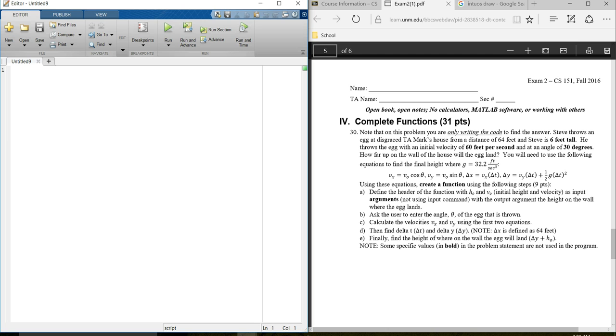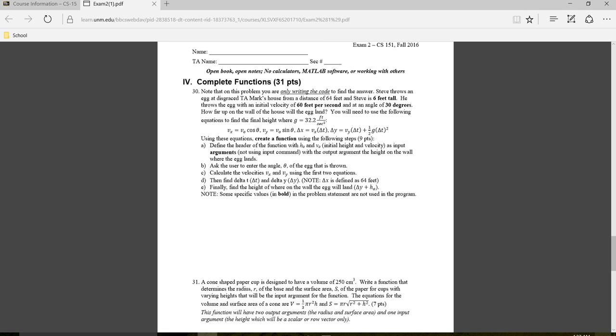Using these equations, create a function using the following steps. Note that on this problem you are only writing the code to find the answer. Steve throws an egg at disgraced TA Mark's house from a distance of 64 feet, and Steve is 6 feet tall. He throws the egg with the initial velocity of 60 feet per second and at an angle of 30 degrees. How far up on the wall of the house will the egg land?